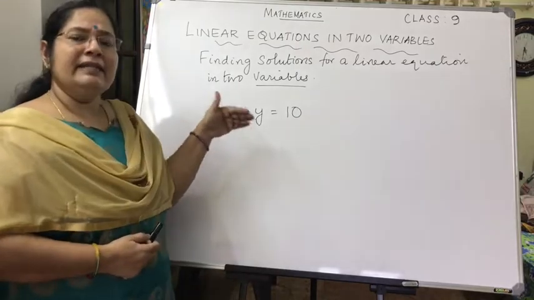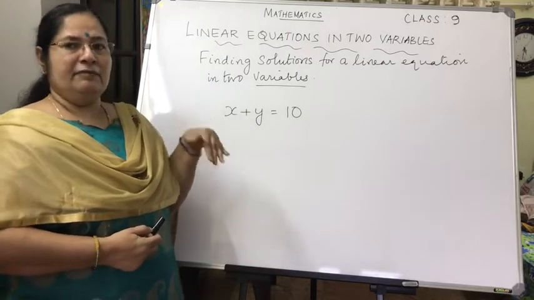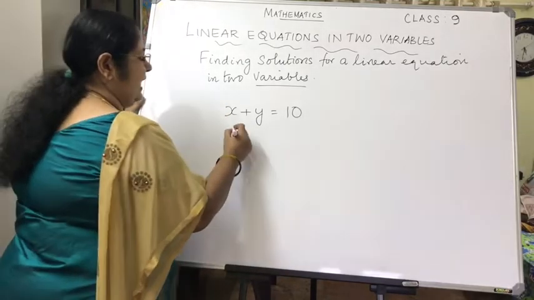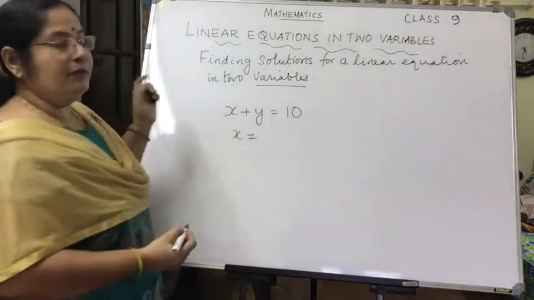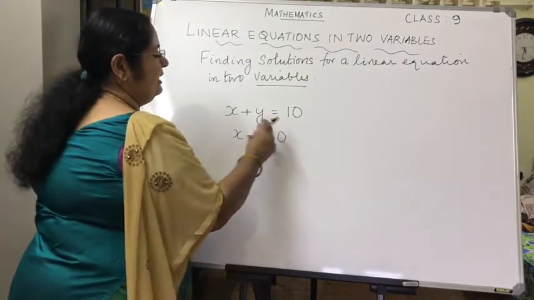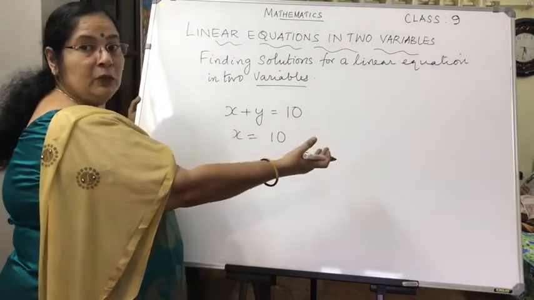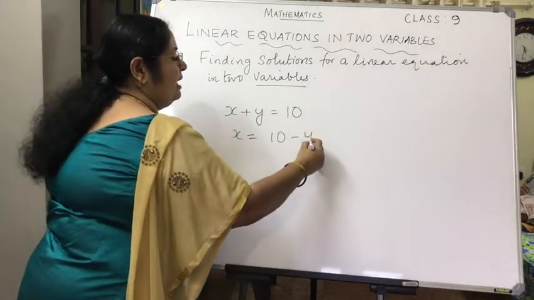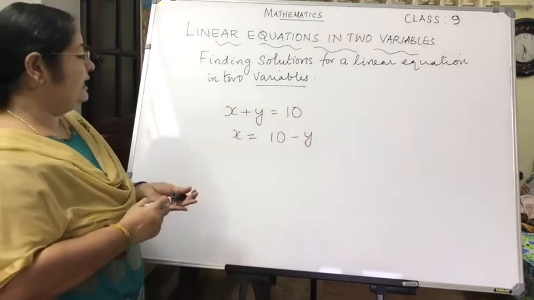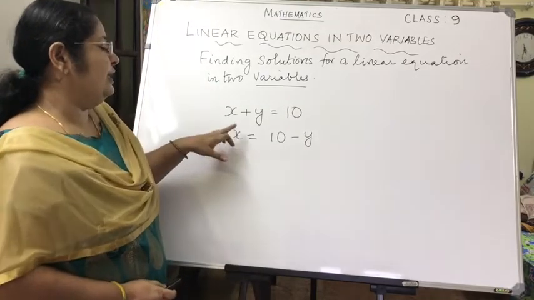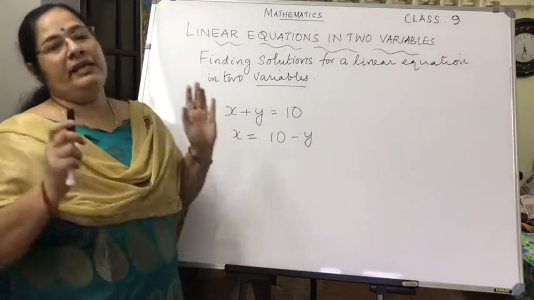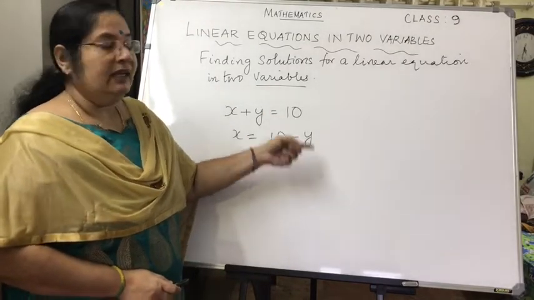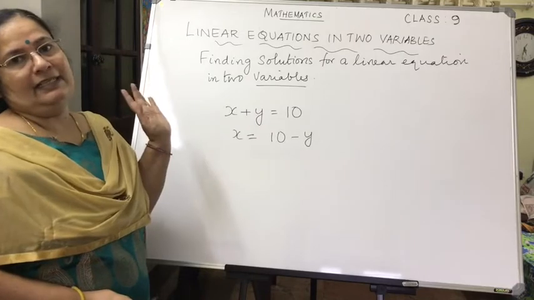So either you can write x in terms of y or y in terms of x. So here I am going to write x in terms of y. So I am going to write x is equal to 10 and taking this y to the other side, transposing. So what does this y become? Minus y. So it is 10 minus y. So you got a relation between x and y. What is the relation? x is equal to 10 minus y.